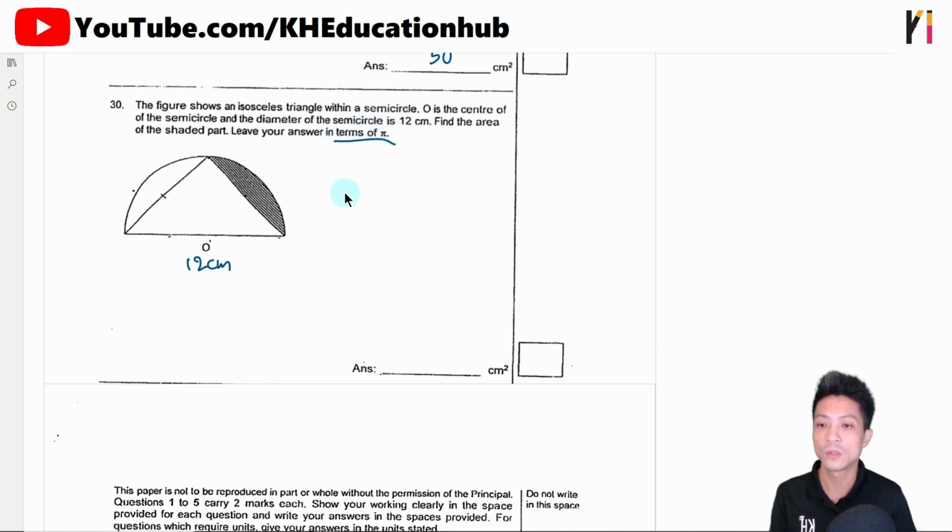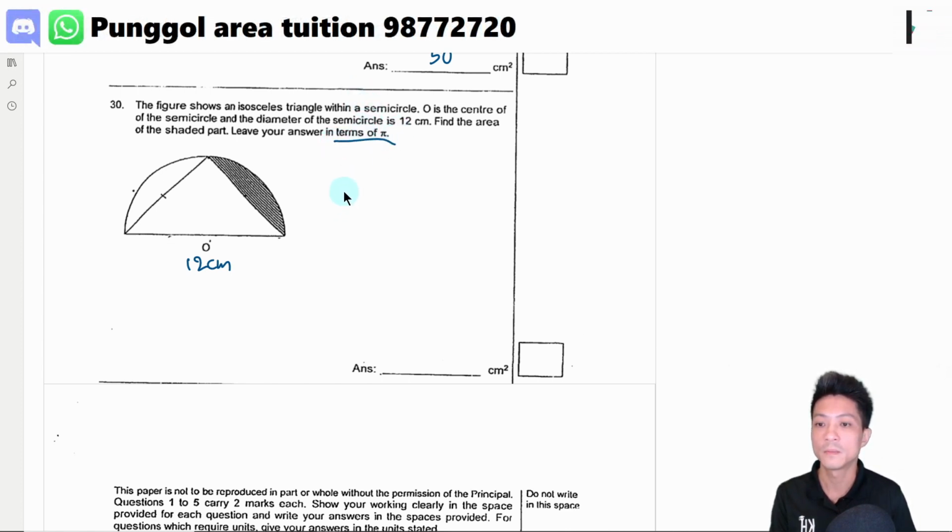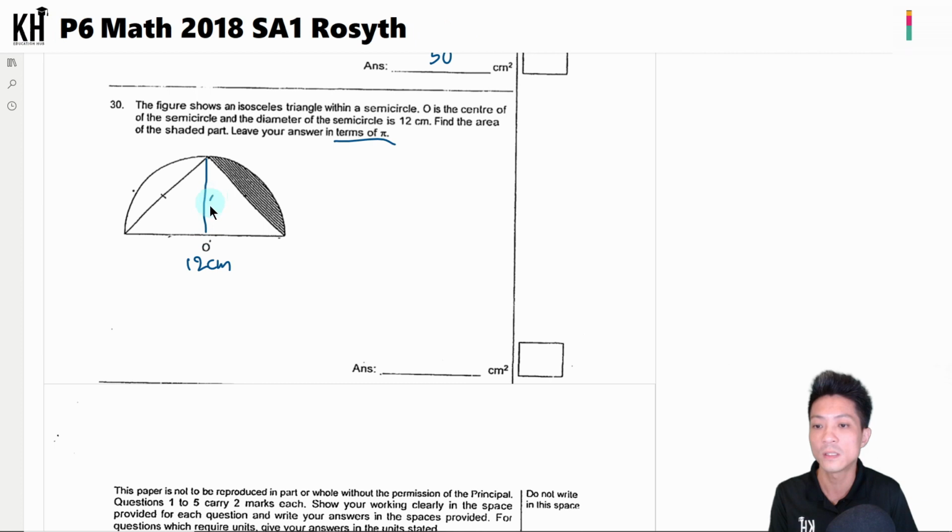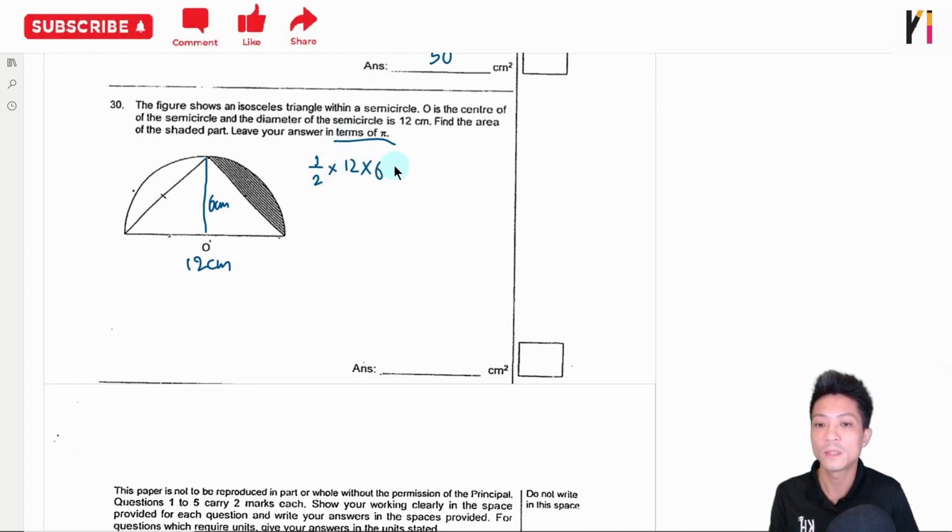I'm going to first find the area of the semicircle, minus away the area of the triangle, and after that I'm going to divide by 2 to find the area of the shaded part. The first thing I'm going to do is find the area of the triangle, because we know that this is 6 cm, right? To find the area of the triangle, half times 12 times 6, which is 36. Do your reducing, you will get the answer.